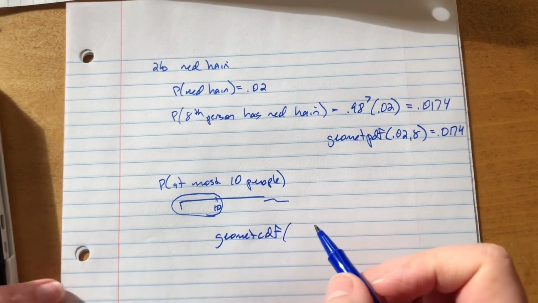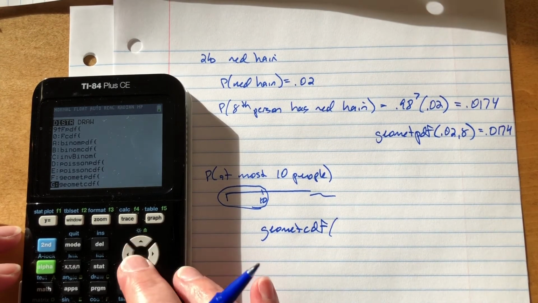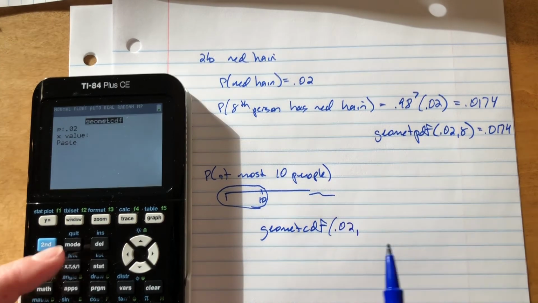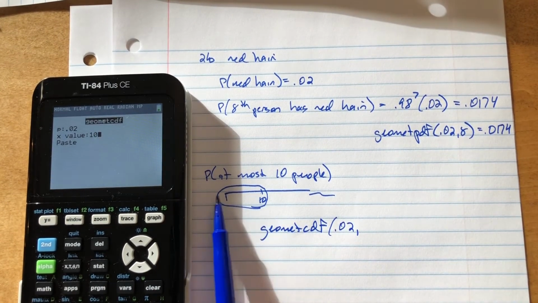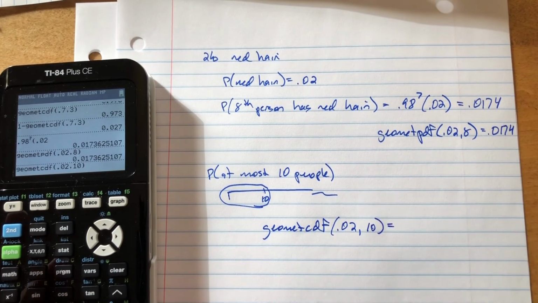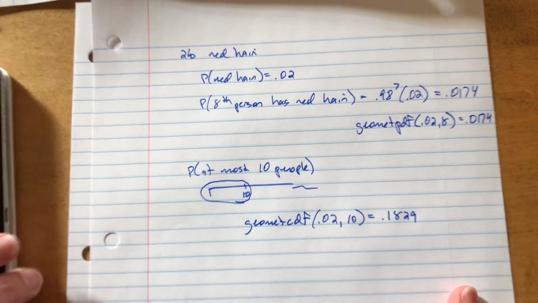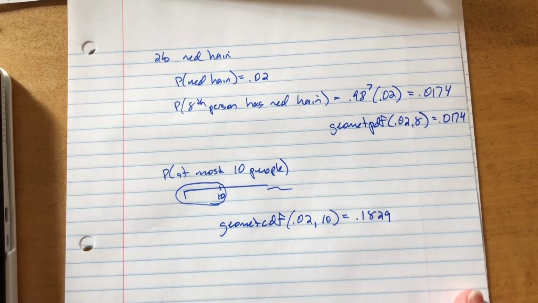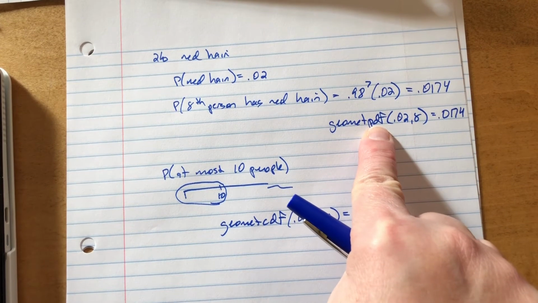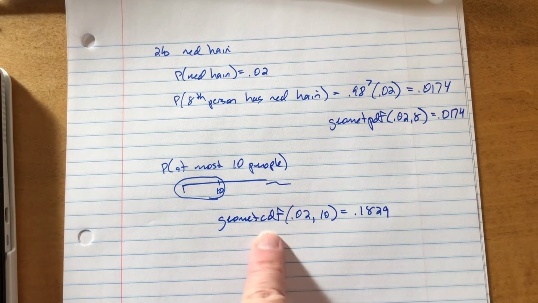So here, I would do Geometric CDF again, the probability of red hair, and my x value that I'm going to accumulate from and to the left. So I would put 10. Okay. So there is a 0.1829 probability that I have to ask at most 10 people. So this was a lot faster than having to do this for 10, 9, 8, 7, 6, 5, 4, 3, 2, and 1 and adding them all together. I'd rather do that a lot faster.